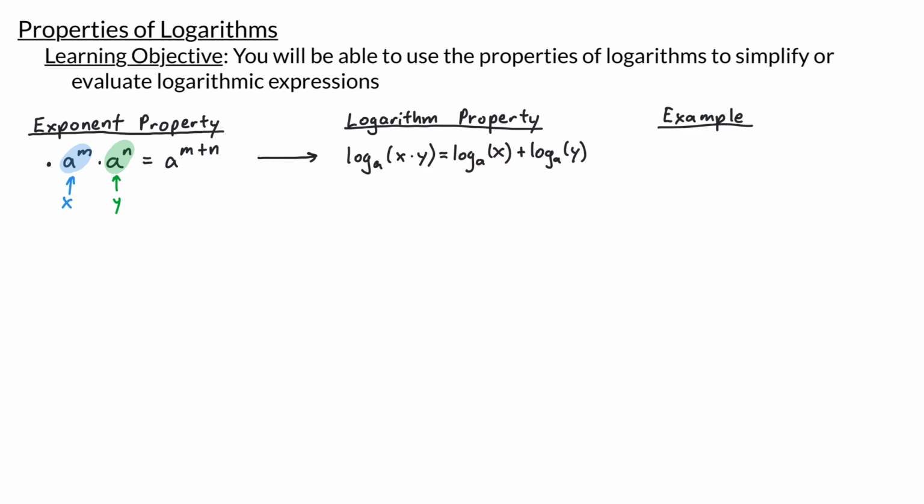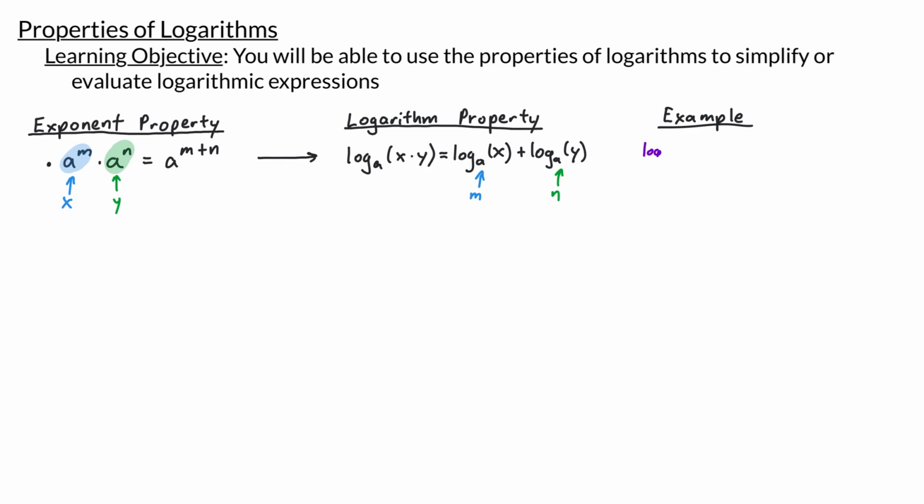Log with base a of x is the exponent that we raise a to get x. And if a to the m is equal to x, then our logarithm here is going to be m. And log with base a of y is the exponent that we raise a to get y. And if a to the power of n is equal to y, then this logarithm is going to be n. So we see here this right-hand side is m plus n, which is what we see in this exponent property. When we multiply x and y together, the power that we raise a to get this product is m plus n.